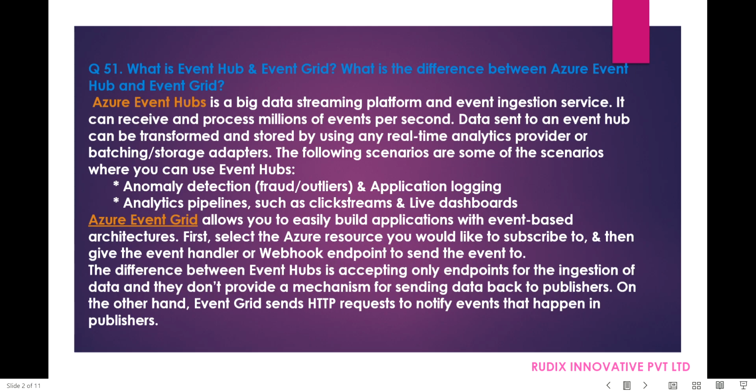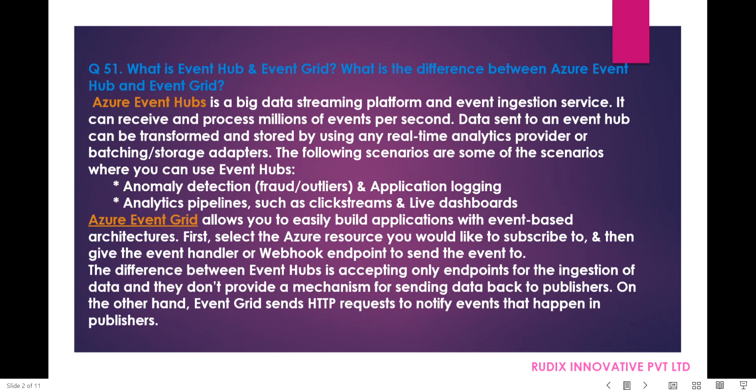Event Hub is a big data streaming platform and event ingestion service. It can receive and process millions of events per second. Data sent to an event hub can be transformed and stored by using any real-time analytics provider or batching storage adapters. There are some scenarios where we can use Event Hubs: anomaly detection and application logging, analytics pipelines such as clickstreams and live dashboards.